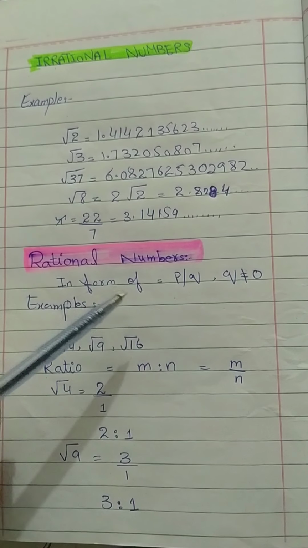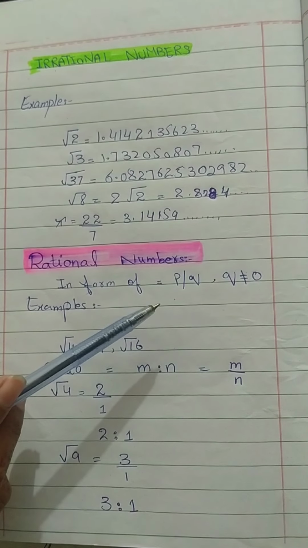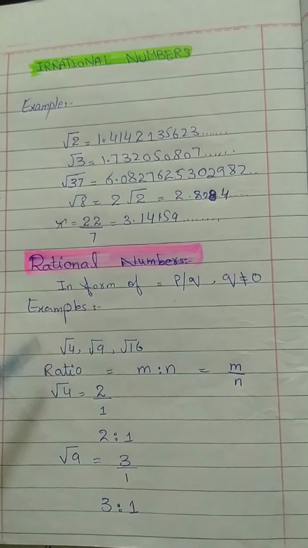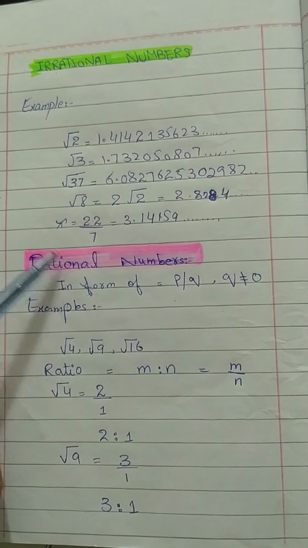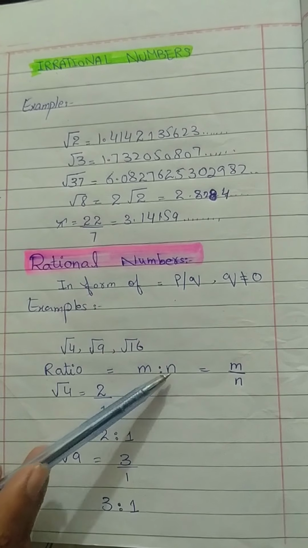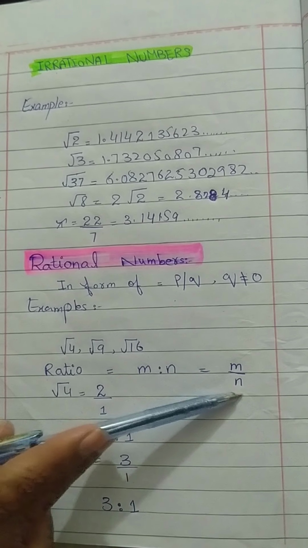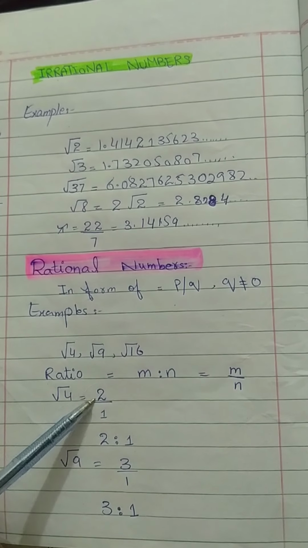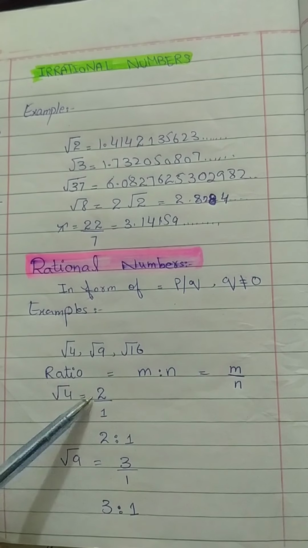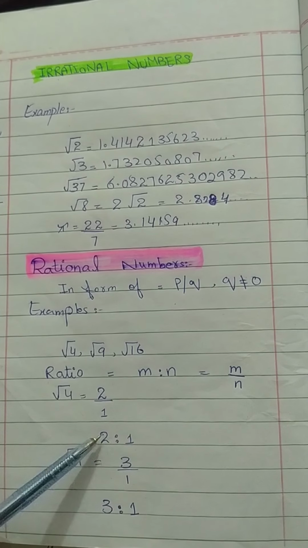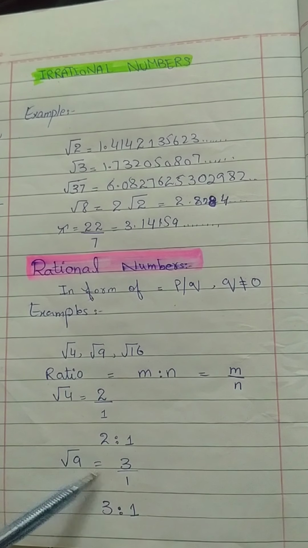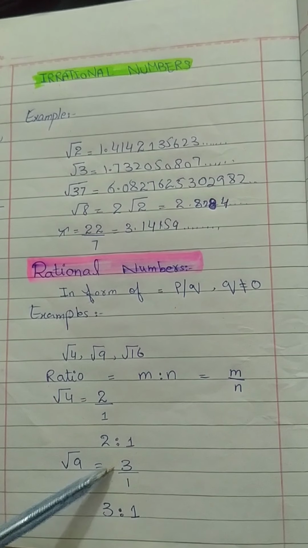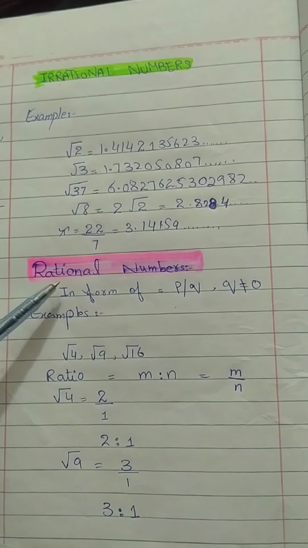A rational number can be written in the form of p by q and q not equal to 0. For example, square root of 4, 9 and 16. The word ratio is derived from rational number. It means m ratio n equals m by n. This is a fractional form. So when we take square root of 4, we get 2 and the denominator is 1. So it can be written in the form of ratio 2 ratio 1. Square root of 9 equals 3 and the denominator is 1, 3 ratio 1. So this can be written in the form of p by q. These are the rational numbers.